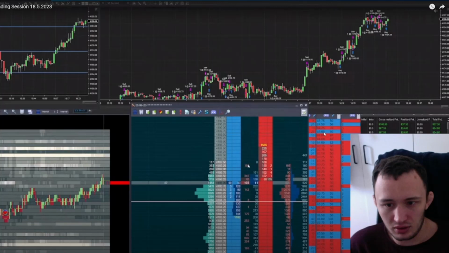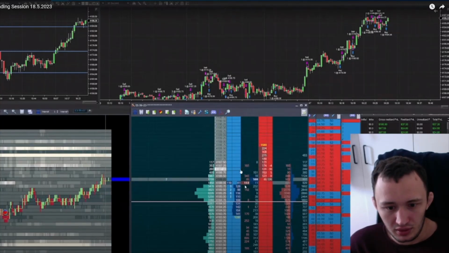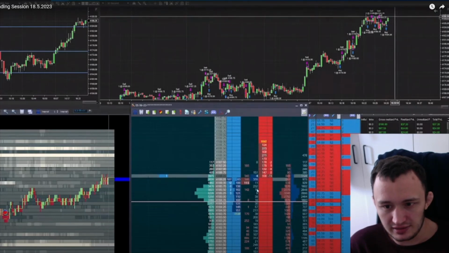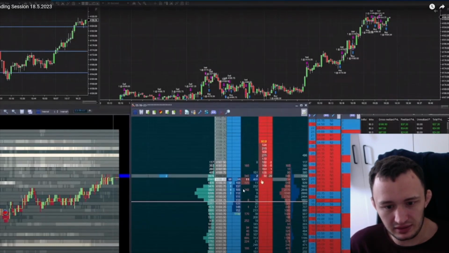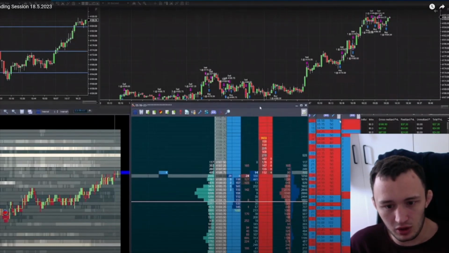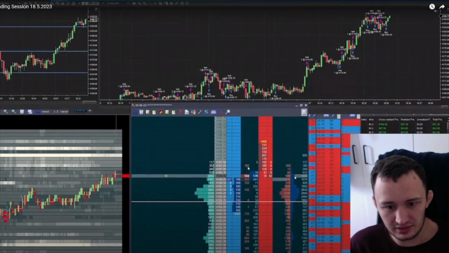We are hanging around the highs. The bid is strong. We barely see any back ticking here whatsoever. Now more big buying here at the highs.